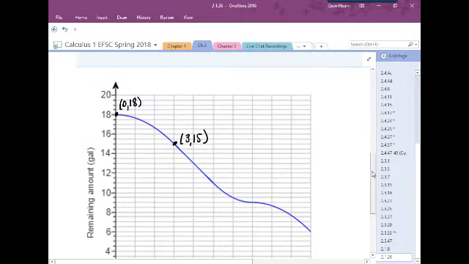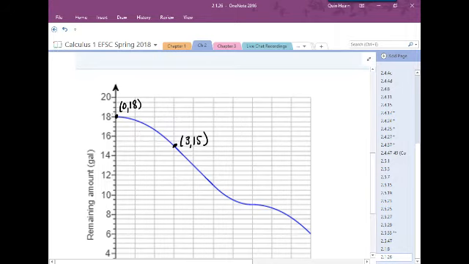Okay. So average rate of change between these two, if you want to think of it that way, is the slope of the secant line that would run between those two. But we just want to think slope is y2 minus y1 over x2 minus x1. That would give us our value. So 15 minus 18 over 3 minus 0. It's going to give you negative 3 over 3, which is negative 1.